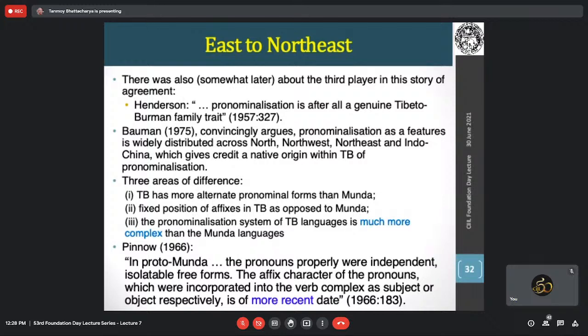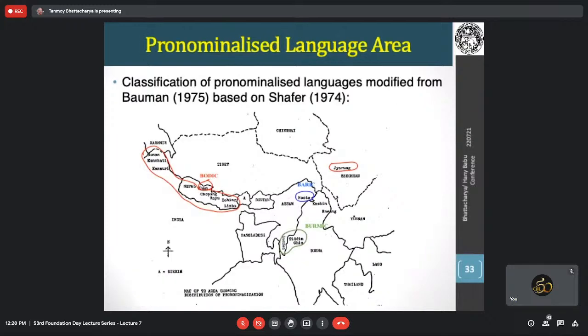There is, of course, one more that those again who are familiar with Munda languages will know, that this is a phenomenon which you see mostly in the so-called Kherwarian languages, that is the northern Munda languages. So you see in Santali, Mundari, Ho, etc. And Pinnow's quotation here from 1966: in Proto-Munda, the pronouns properly were independent, isolatable, free forms. The affix character of the pronouns which were incorporated in the verb complex as subject or object respectively is of a more recent date. There is a lot to say about this, but I won't go into it.